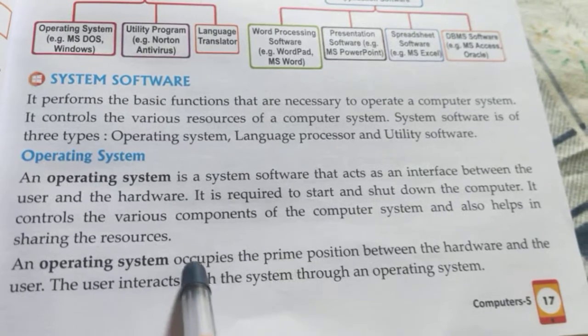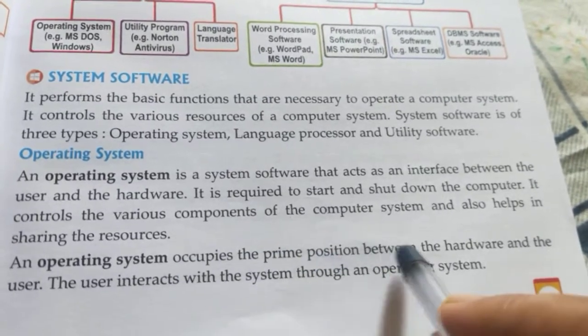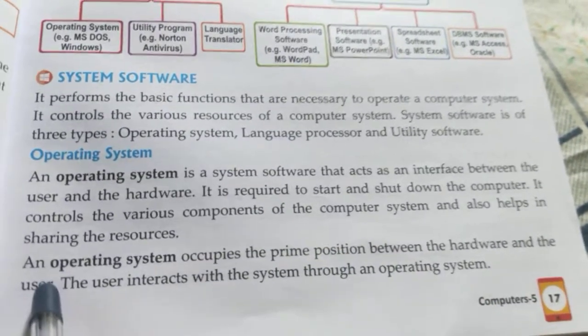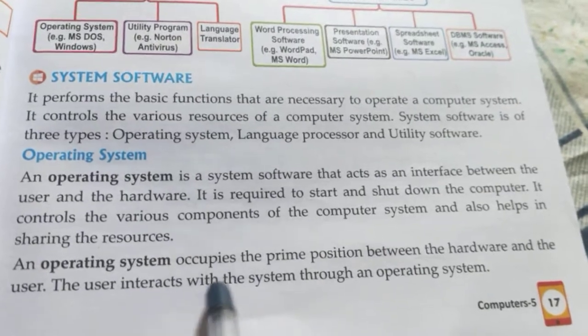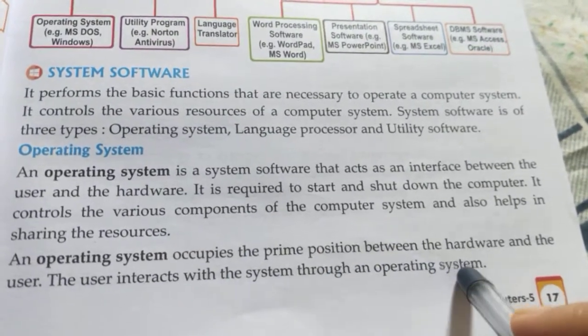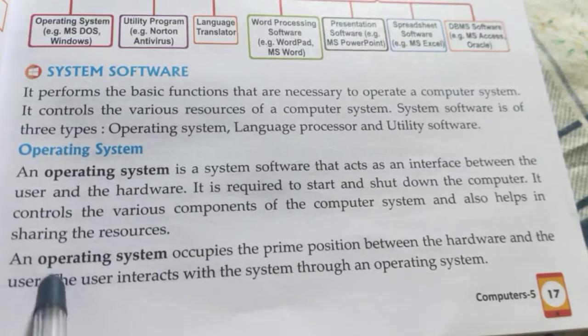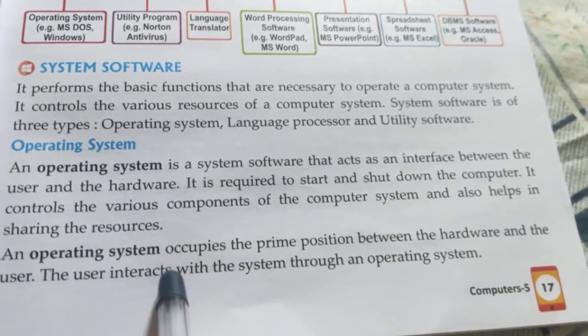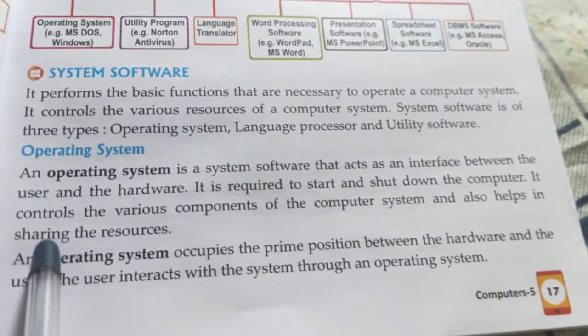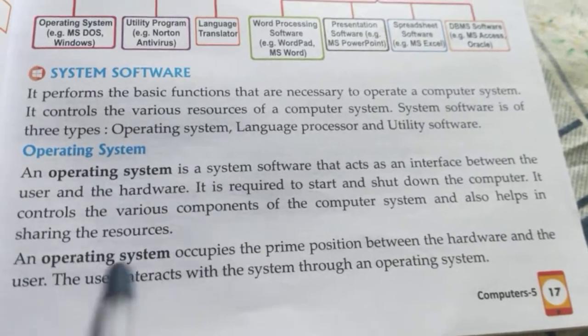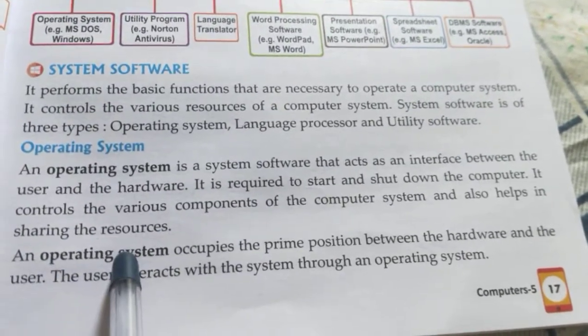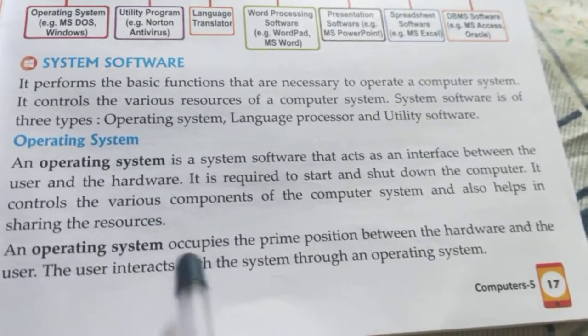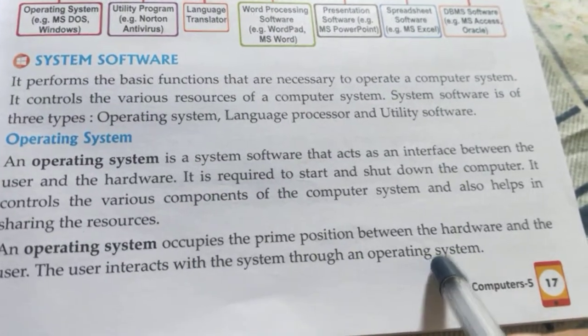An operating system occupies the prime position between the hardware and the user. The user interacts with the system through an operating system. So in order to interact with the computer system, you need an operating system. Otherwise, you cannot interact with the computer system.